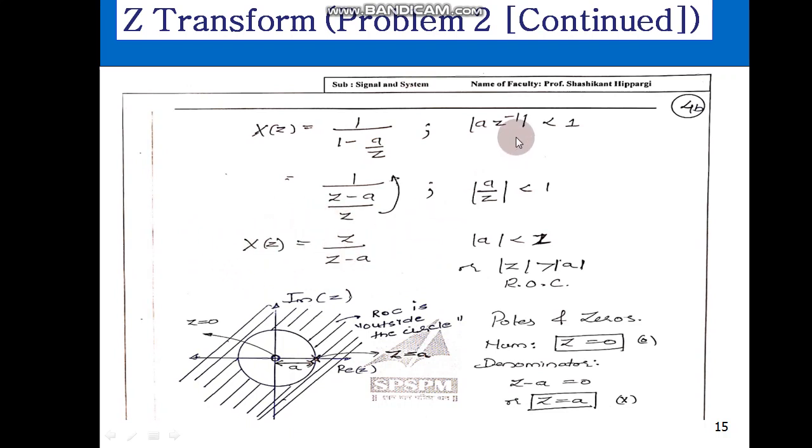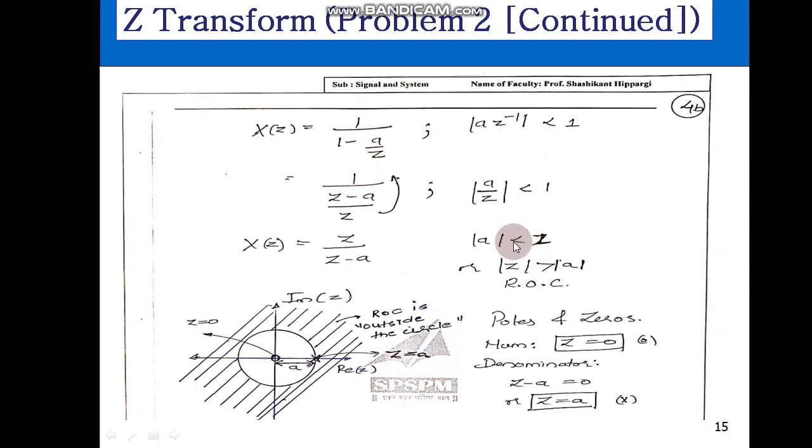The remaining part is ROC. For ROC we have this condition: the magnitude of a divided by z is less than 1. If I take this z at the bottom, this becomes z raised to 1. So a divided by z is less than 1. Now take this z on the RHS, so z multiplied by 1 will become z. Here we should get a magnitude, so make a correction of that.